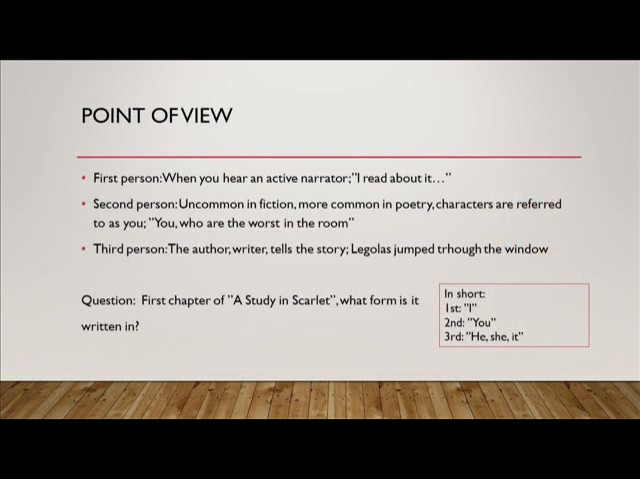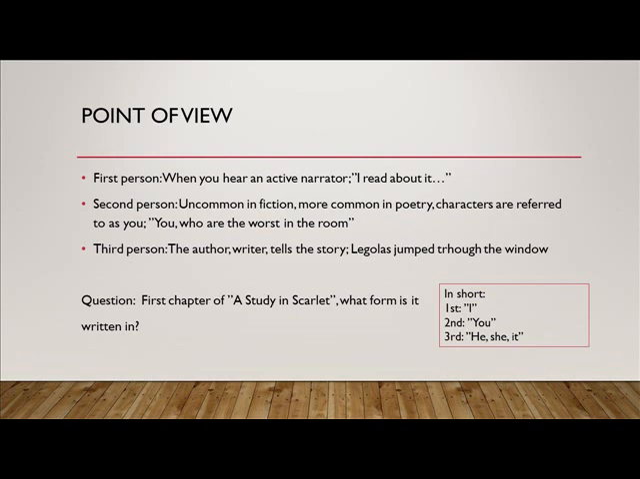And this all leads us into the point of view. So basically, who is telling the story? And we have three versions here that you can use. Some more common, some more uncommon. So we have the first person view, and that's when you hear an active narrator. Maybe someone that says, I read about it. Or, I'm here to tell you about a man who grew up on the streets of London. It's I, you hear I'm talking, I'm giving you the narrative, I'm telling you the story. You can do it like that.